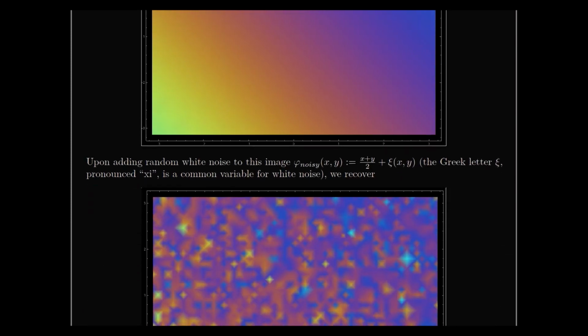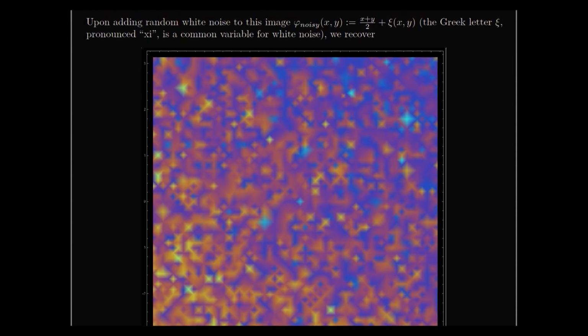But what I can do is pretend like somebody gave me a noisy image instead. So I'm going to call this one phi noisy and put a little xi. This is the Greek variable xi, by the way. It's really fun to pronounce xi. So that's a Greek variable xi, and that's a common variable for white noise. So I'm going to add white noise at every single point x and y in this image. And what you can see is that I have a much worse image.